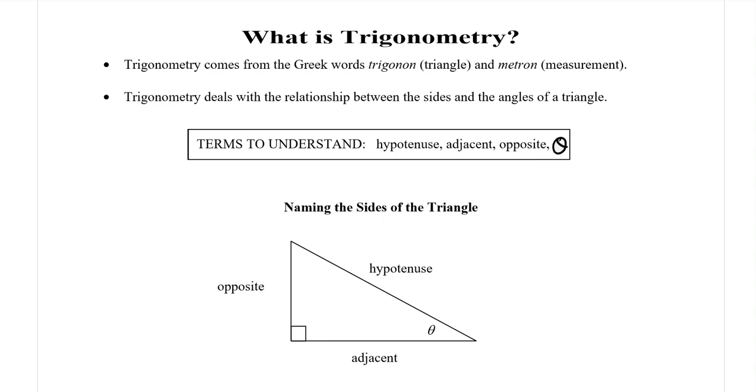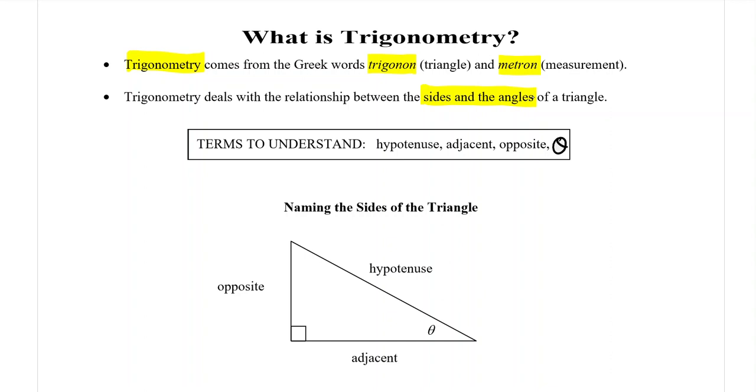The word trigonometry comes from a Greek word, trigonon, which means triangle, and metron, which means measurement. So we're measuring things in our triangles, if you take that literally. Trigonometry deals with the relationships between sides and angles.